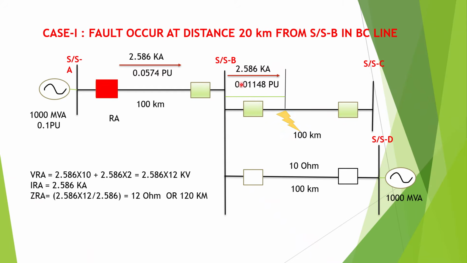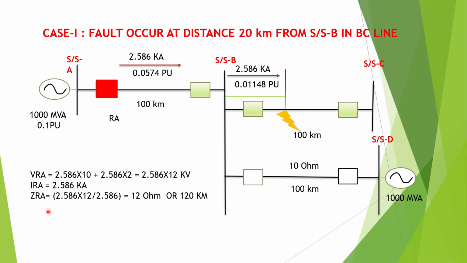So here the fault current is 2.586 kiloampere. So we can easily calculate the value of the voltage at the relaying point, that is VRA, which is equal to 2.586 into 10, the impedance of the line segment AB, plus the fault current up to the fault point, that is 2.586, into the impedance up to the fault point from the substation B end, which is equal to 2. So the value of VRA is equal to 2.586 into 12 kV. And the current sensed by the relay in terms of the primary value, that is IRA, is equal to 2.586 kiloampere.